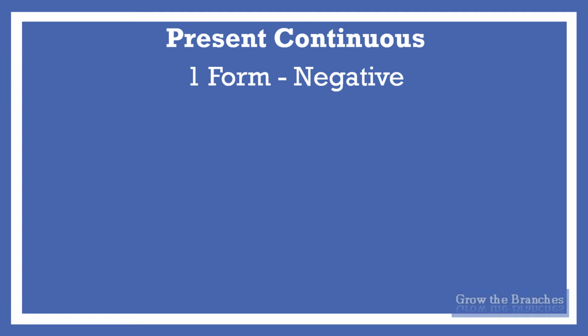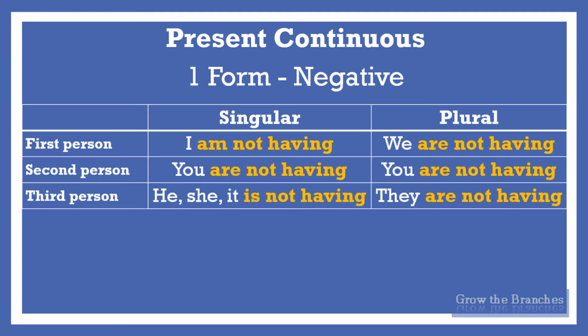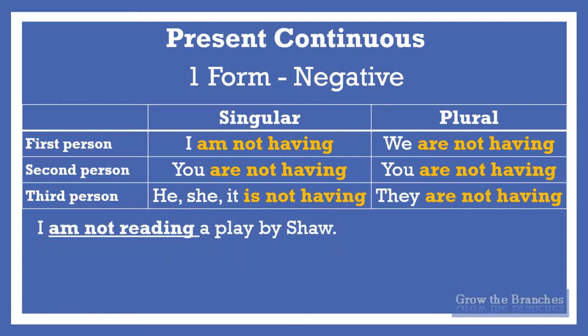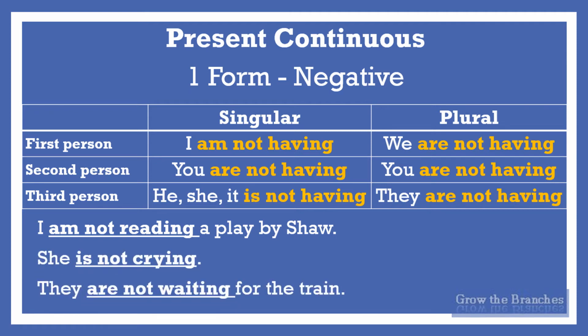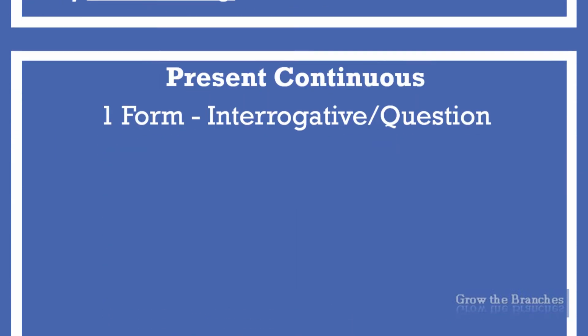The negative form of the present continuous is as follows. I am not having. We are not having. You're not having. You are not having. He, she, it is not having. They are not having. For example, I am not reading a play by Shaw. She is not crying. They are not waiting for the train.